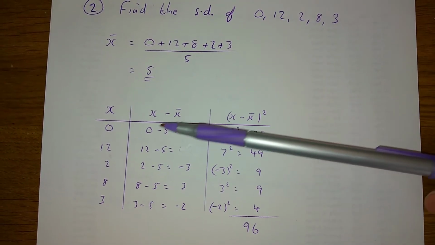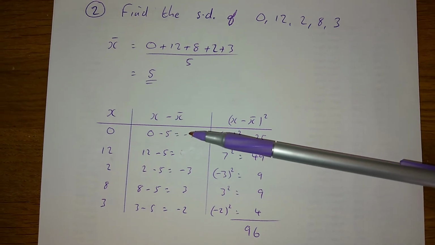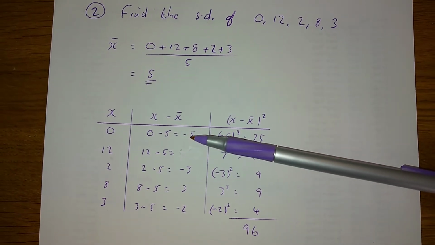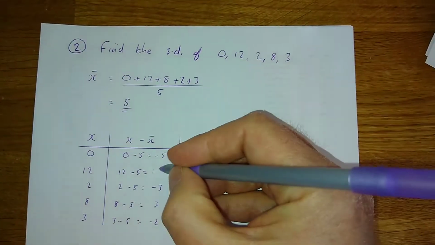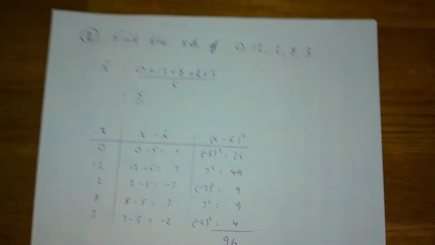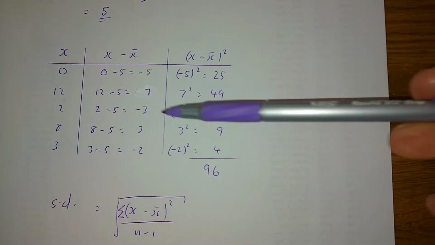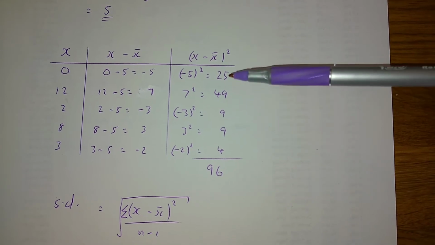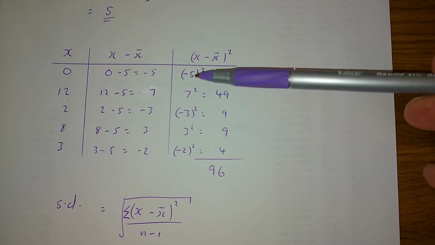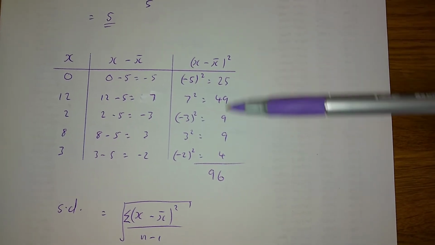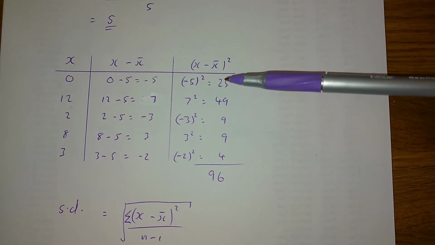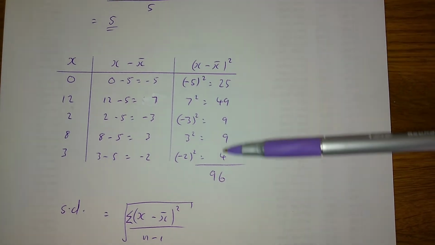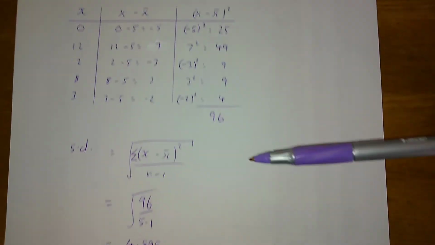So x minus x bar, so our data values subtract the mean each time. So 0 minus 5 is negative 5, 12 minus 5, 7. Do the other ones, square them all. So negative 5 squared, remember, put it in a bracket. These values should never be negative. So find the sum of those as well, which is 96.